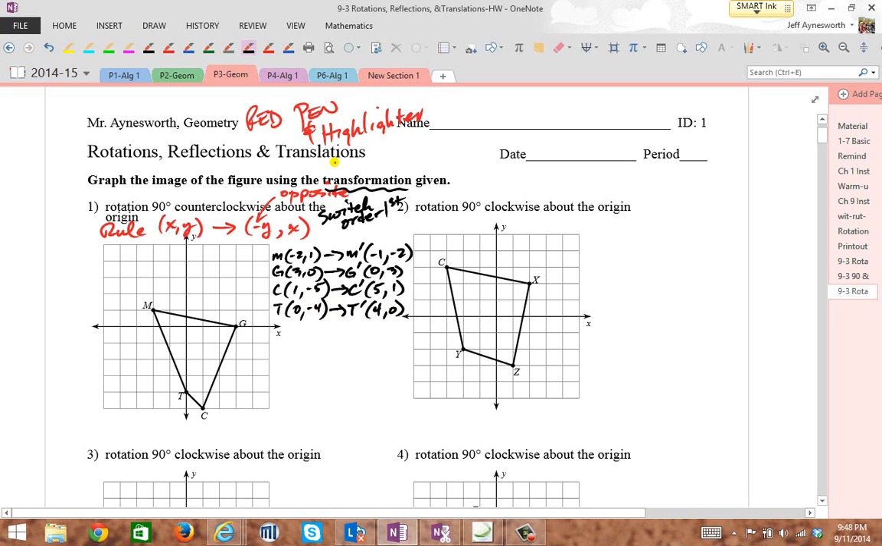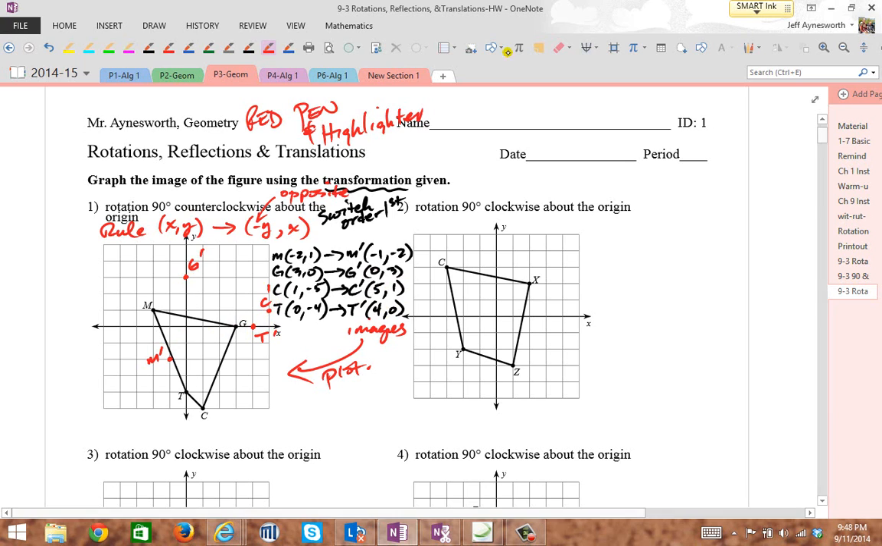Piece of cake, okay? Now, these are called images, all right? And you need to plot them. Plot the images. So let's go ahead and do that in red. So left one down 2, so right here, M prime. G prime, up 3. C prime, (5, 1), right 5, up 1. And then (4, 0) is right about here at T prime.